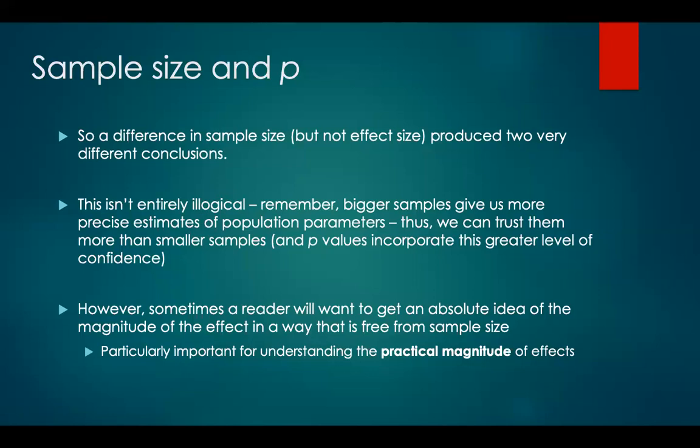Now, this isn't entirely illogical. Remember that bigger sample sizes give us more precise estimates of population parameters that we're interested in. Thus, we can trust them more than smaller samples. And p-values incorporate this greater level of confidence. However, sometimes a reader will want to get an absolute idea of the magnitude of the effect in a way that is free from sample size, particularly important for understanding the practical magnitude of effects.